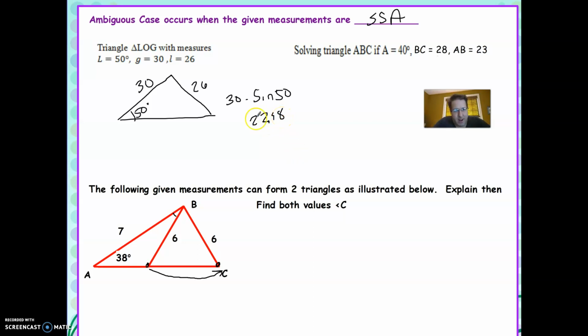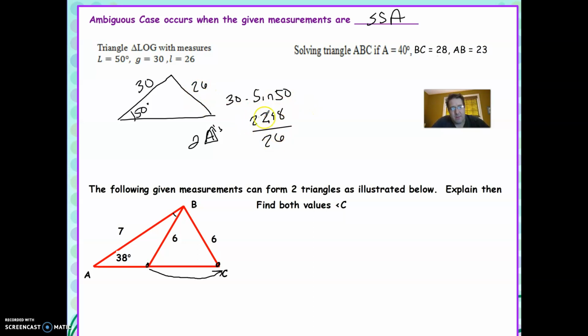So 22.98 is less than the 26, so therefore we know we're going to have 2 triangles in this case. Now, you might be thinking about why that might be occurring. Well, if this number happened to be bigger than 26, then keep in mind, this is what you would do with law of sines: you would then divide that number by the opposite side, which is 26.